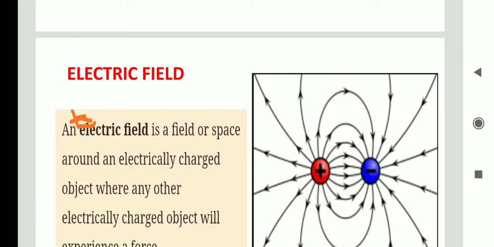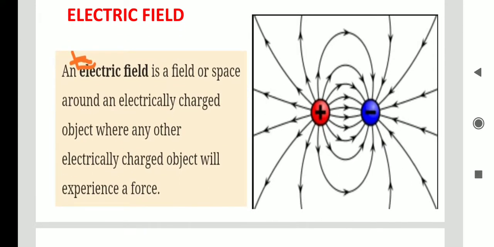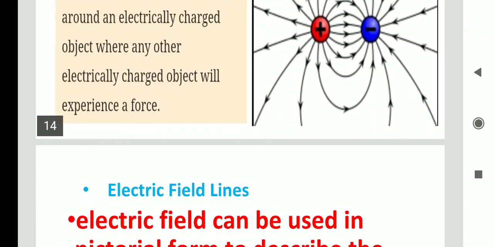An electric field is a field or space around an electrically charged object where any other electrically charged object will experience a force. Due to the positive and negative charges, a force is generated. Because of force, an area is affected. The area which is affected by these forces is called electric field. The main reason is charges.